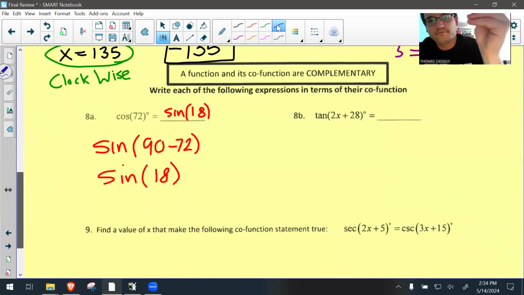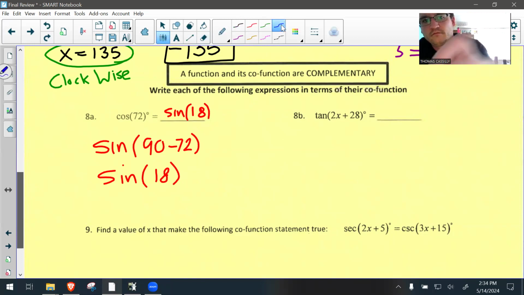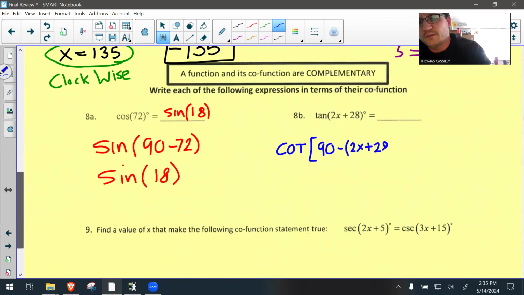Now this next one, we have to be careful. This one is not the tangent, it's the cotangent. The cotangent of 90 degrees. I'm using a bracket this time instead. I don't know why. Well, I do know why. We have parentheses inside of parentheses. Brackets and parentheses kind of mean the same thing in this context. It's just an organizational thing, personal preference, really.